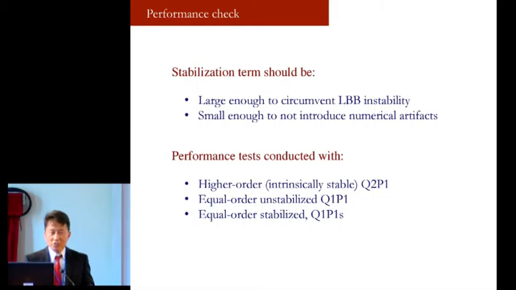Now, the stabilization term should be such that it should be large enough to circumvent LBB instability, but small enough to not include numerical artifacts. And here we consider the performance of the proposed stabilization using the higher order intrinsically stable Q2P1, equal order unstabilized Q1P1, and a stabilized Q1P1. And then we make a comparison.